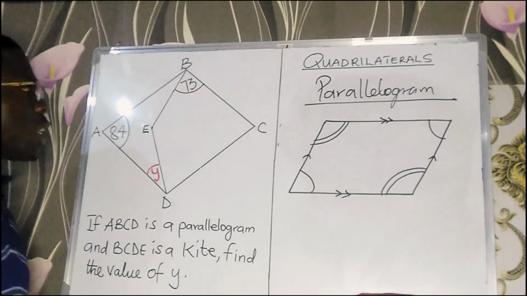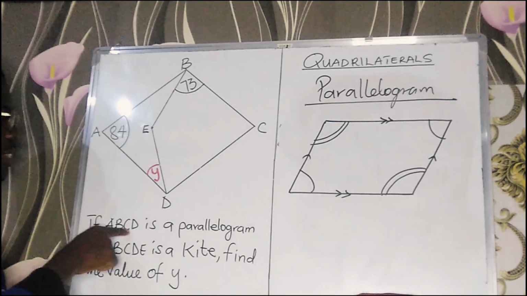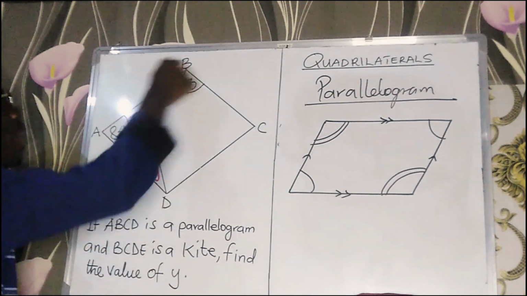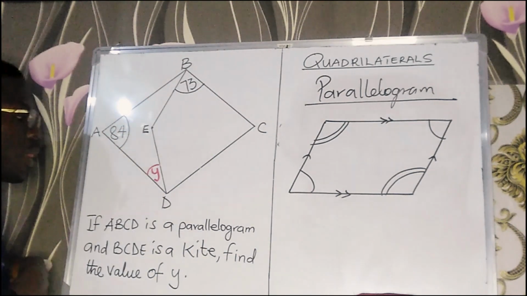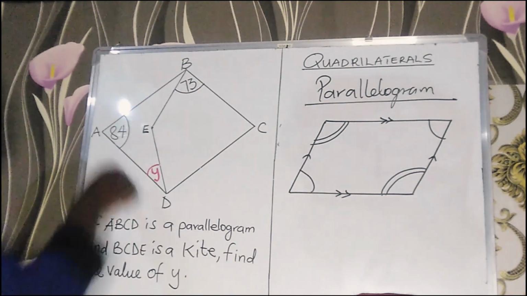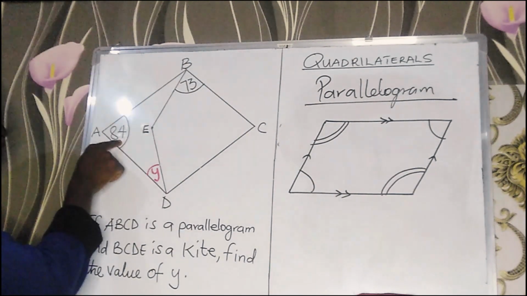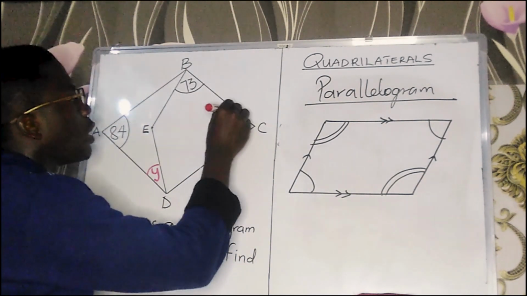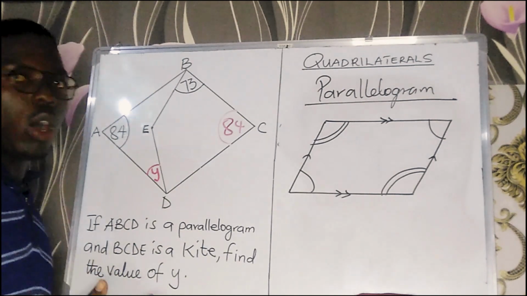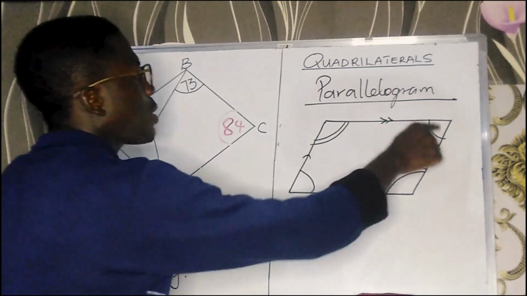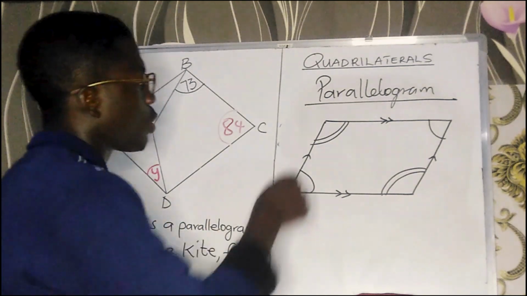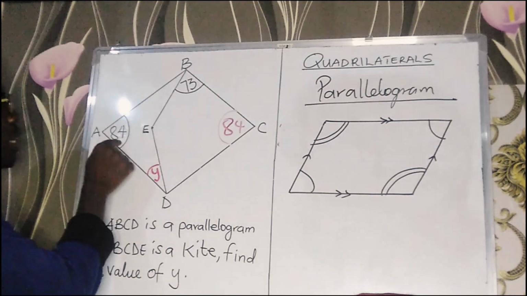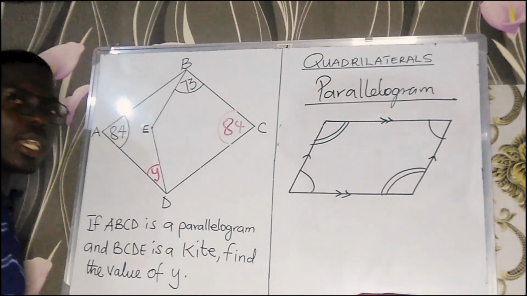Good. Now, you can see on the board, if ABCD, the bigger, outer quadrilateral, is a parallelogram, then if I have 84 degrees here, I'm supposed to have 84 degrees here as well. Because we are saying that with a parallelogram, opposite angles are equal. And so this side is also equal to this side. So if this is a parallelogram, then this angle should be equal to this angle.